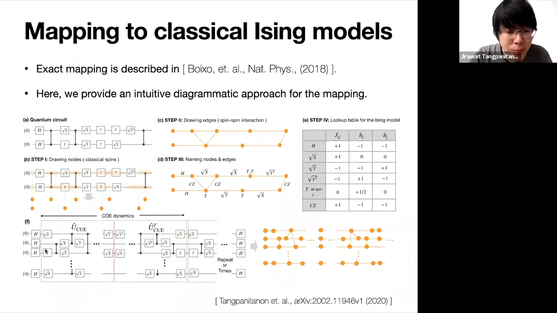In the COE, I can decompose into the quantum circuit, and the quantum circuit here, I can just draw the complex Ising model out of it.